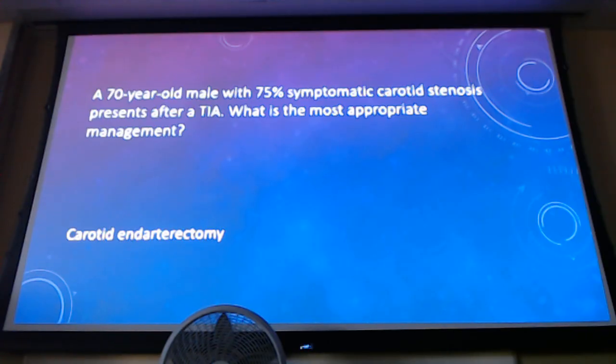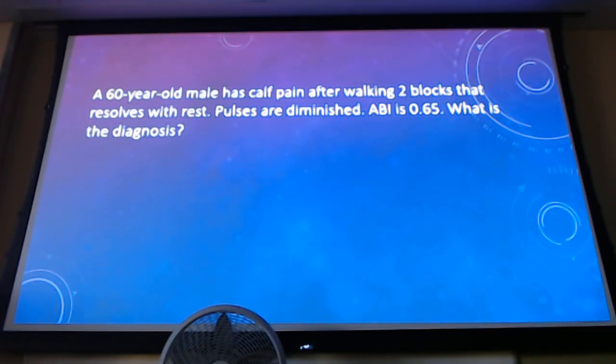What if he was like a 40-year-old? Or a 50-year-old? A stent. Alright, the older they get, the more likely the stent's not going to work. But a carotid endarterectomy is always a choice. Alright. A 60-year-old male with calf pain after walking 2 blocks that resolves with rest. Pulses are diminished, ABI is 0.65. What's the diagnosis? Peripheral artery disease. Causing what?